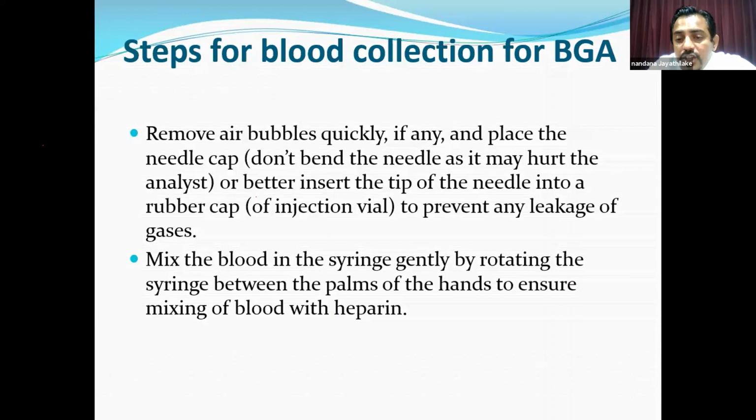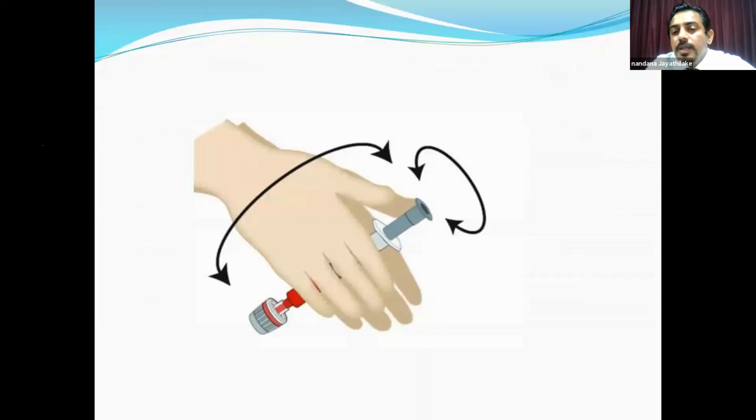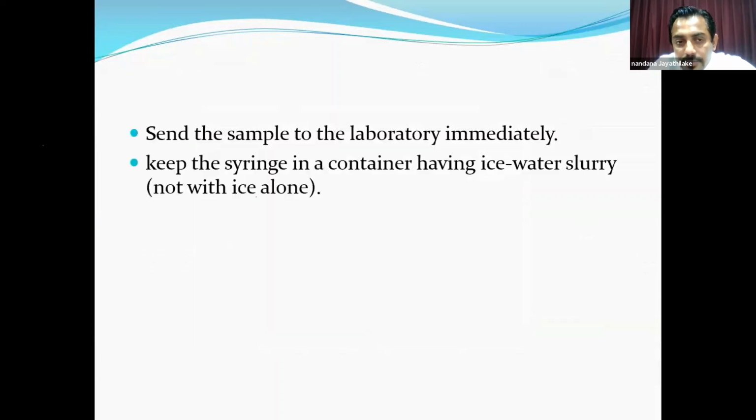And mix the blood in the syringe gently by rotating the syringe between the palms of your hands to ensure mixing of the blood with heparin. It should be like this. Just rotate between your palms. Send the sample to the laboratory immediately, and this is important: keep the syringe in a container having ice water slurry, not ice alone. Don't put ice alone. It's no point. Break the ice into small pieces and keep it as an ice and water slurry.